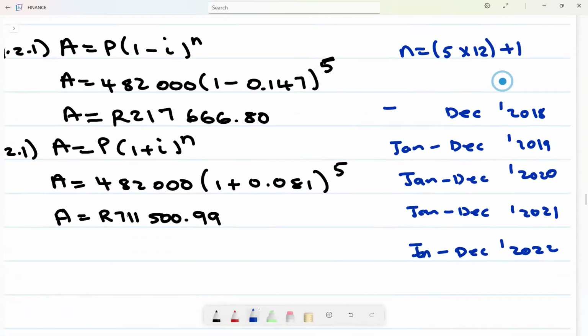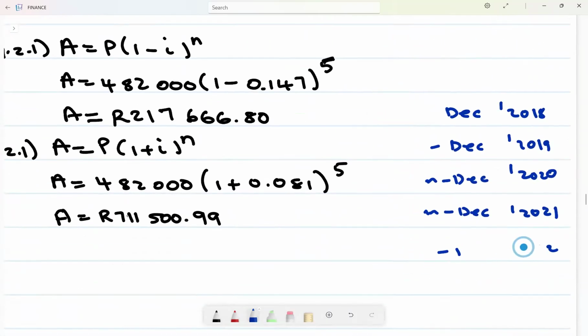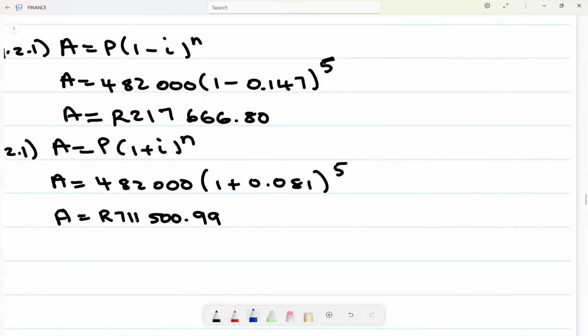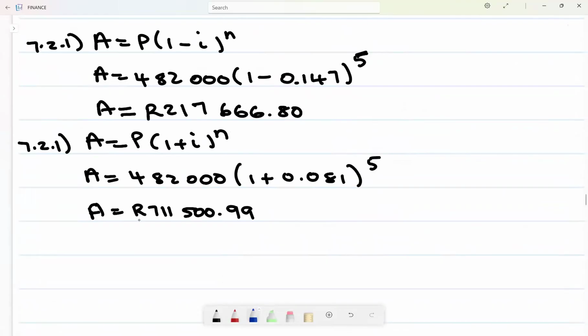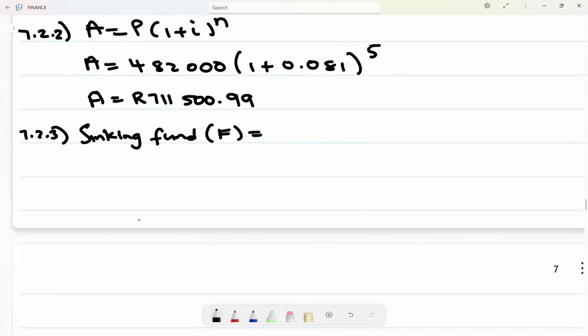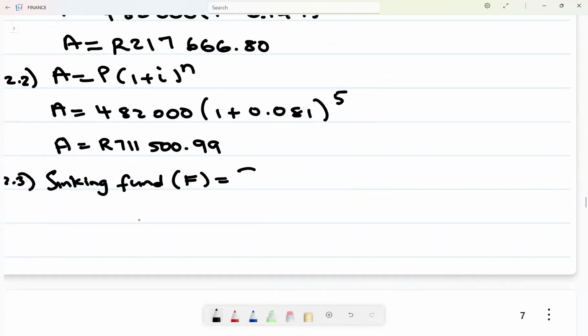But now the question is, how much do they need to save for? Okay, we need to know how much exactly we are saving for. This is 7.2.2. We need to know exactly the sinking fund that we are saving for. It is how much. And this sinking fund will be exactly F. The sinking fund that we will be saving for will be our inflated value minus the depreciation value.